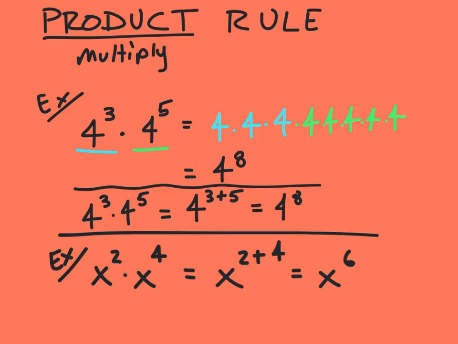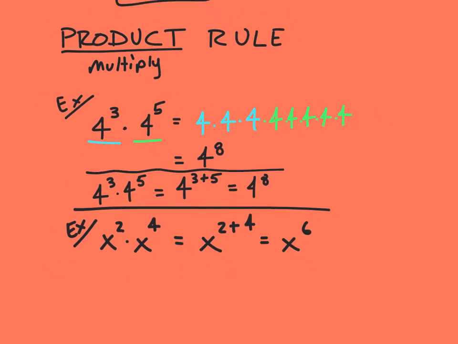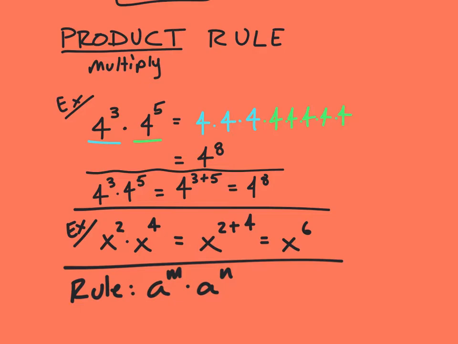So the rule that we use for this is this. I have some number a raised to the m power times some number a raised to the nth power. And because we add our exponents, I'm going to write that as a to the m plus n power. So when you see something like this, any one of these examples, and you're multiplying two numbers where the bases are the same, then you just simply add your exponents.